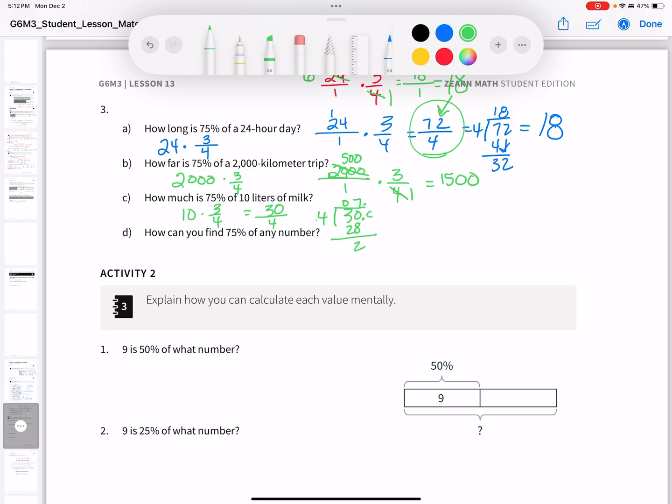Our decimal, bring down the 0. 4 goes into 20 5 times. So 75% of 10 is 7.5.